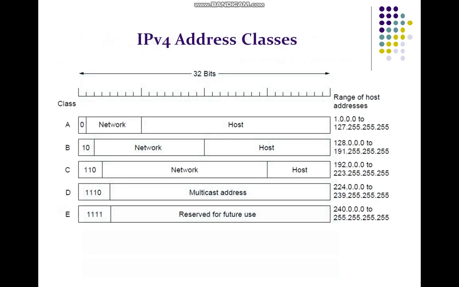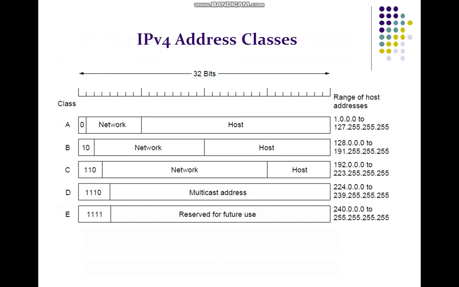IP addresses. There are 5 different classes of IP addresses: Class A, Class B, Class C, Class D, and Class E. Class A starts with bit 0 followed by network address and host address, and Class B starts with 10 followed by network address and host address. Class C starts with 110 followed by network address and host address. Class D starts with 1110 and is a multicast address. Class E starts with 1111 and is reserved for future use.